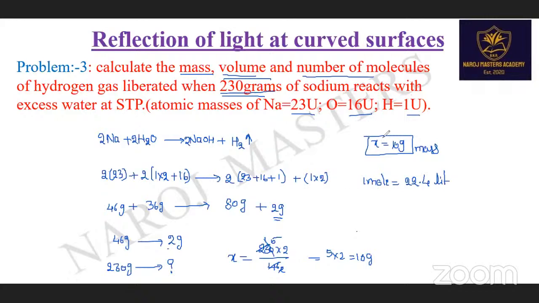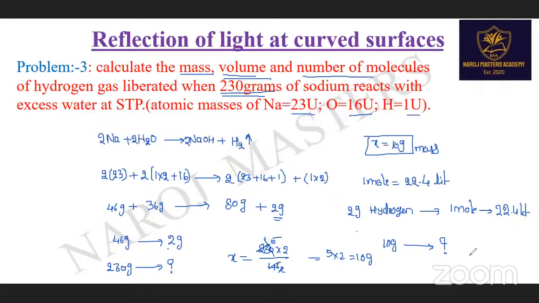So here 1 mole of hydrogen is 2 grams. 2 grams of hydrogen is 1 mole, that is equal to 22.4 liters. Then 10 grams of hydrogen is how many liters? So 2 grams is 22.4, then 10 grams is X.